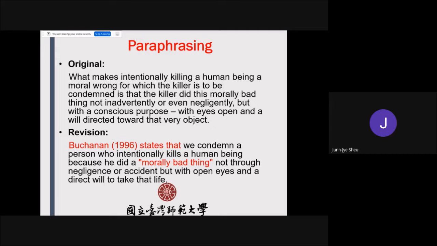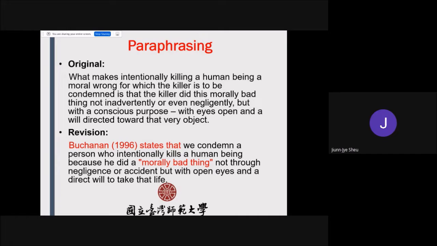The original paragraph is: what makes intentionally killing a human being a moral wrong for which the killer is to be condemned is that the killer did this morally bad thing not inadvertently or even negligently, but with a conscious purpose, with eyes open and a will directed towards that very object. You can see that is a long sentence with multiple complex clauses in one sentence.